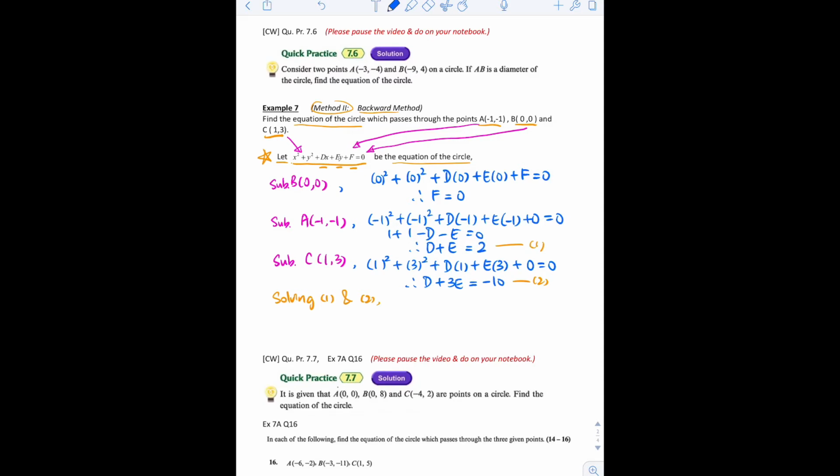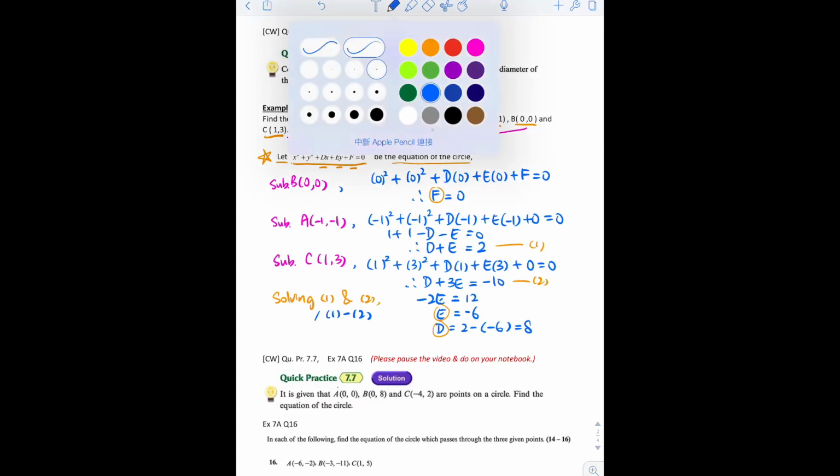say, 1 minus 2. You can find -2E equals 12. So E is -6. And so D is 2 minus -6. You got 8. And after you find the values of the three unknowns, D, E, and F, you can write your answer.